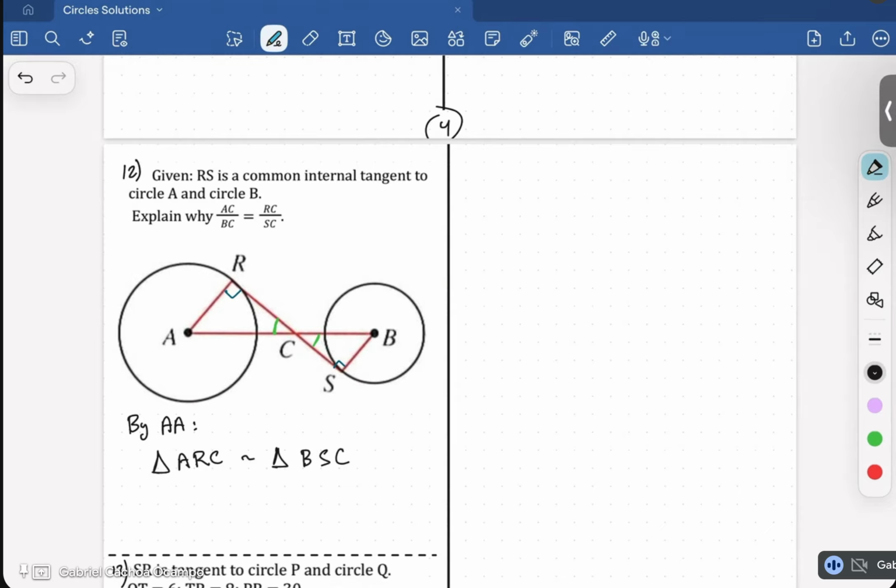Because they are similar, they are proportional. So sides are proportional, because that is exactly what this is saying, no? It is saying that AC over BC is the same as RC over SC. Doing the division of sides will give you a scale factor. Okay, and let us do the last problem of this section.